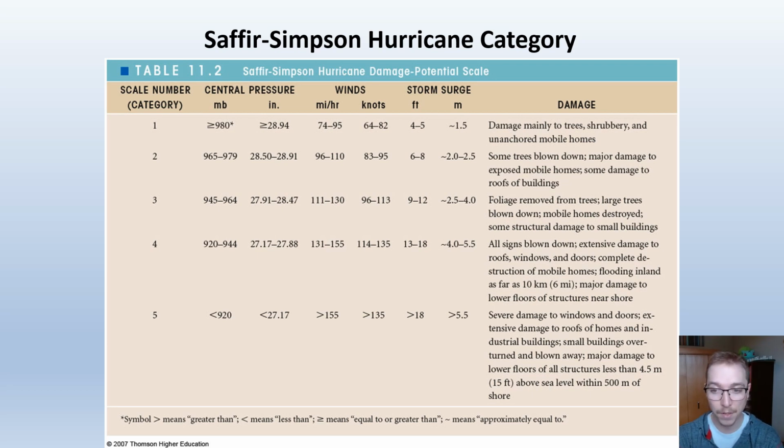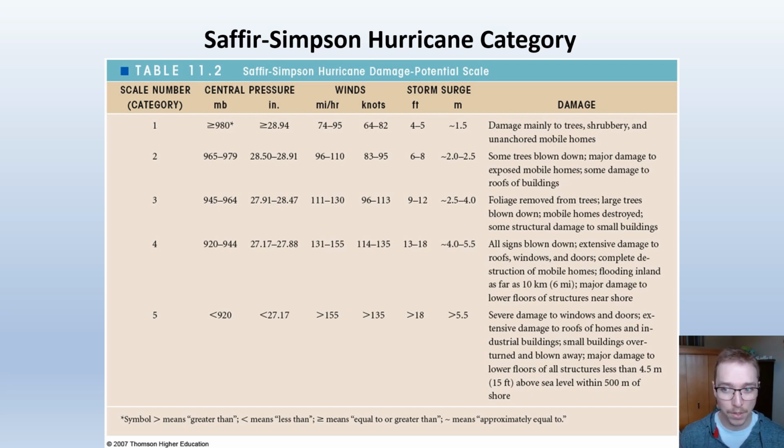And for a 5, severe damage to windows and doors, extensive damage to roofs of homes and industrial buildings, small buildings overturned and blown away, major damage to the lower floors of all structures less than 4.5 meters above sea level within 500 meters of the shore. So the hurricane category scale is perceived and expected damage as well as storm surge, wind speeds, and pressure. So it's kind of a mix of all these things.